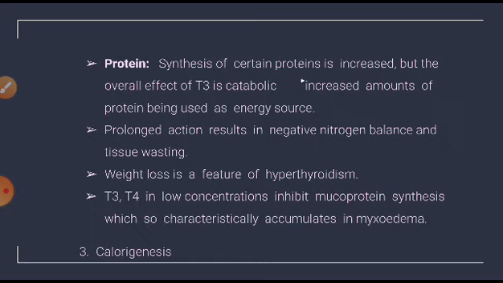Why? Because you have seen already what it does to the lipid. T3, T4 in low concentration inhibit mucoprotein synthesis, which characteristically accumulates in myxoedema. So that is also the result of the higher concentration of T3 and T4. Also, it does the calorigenesis.